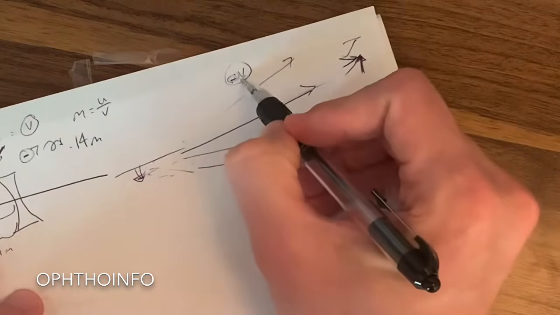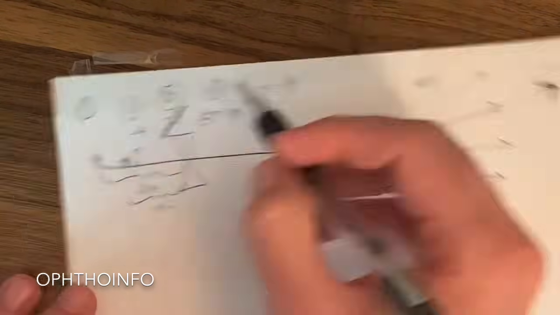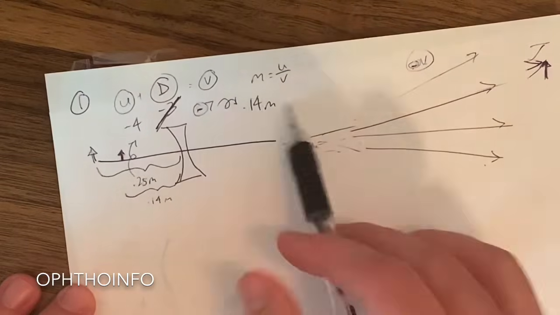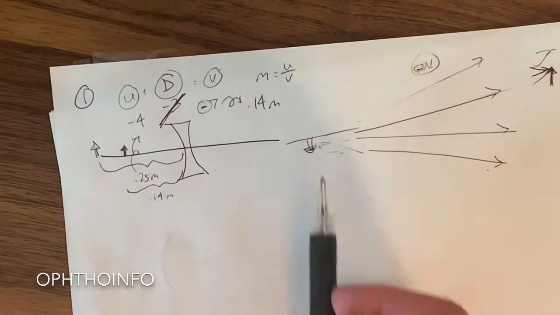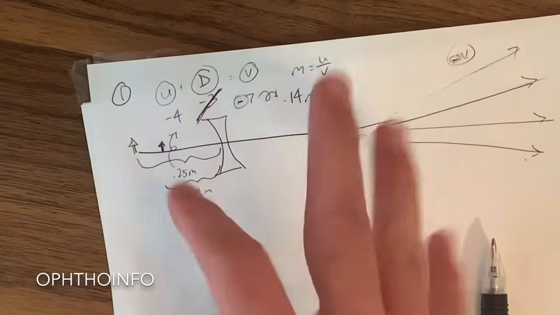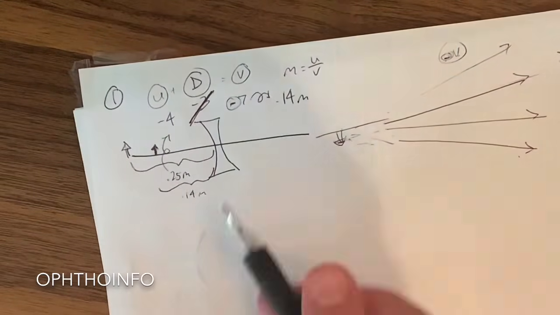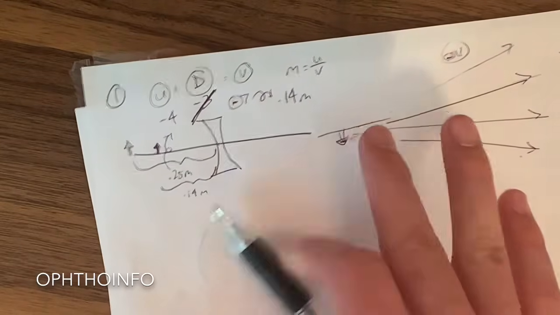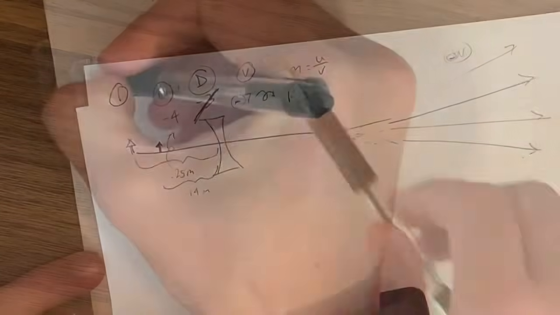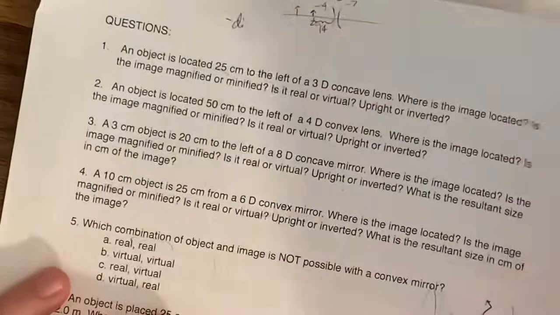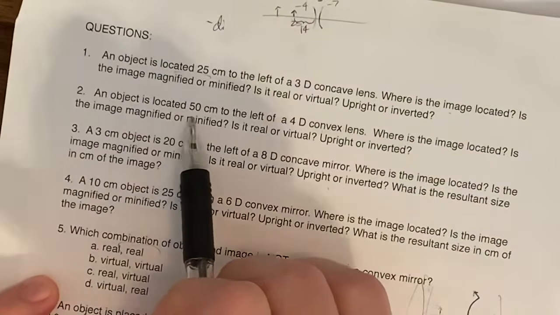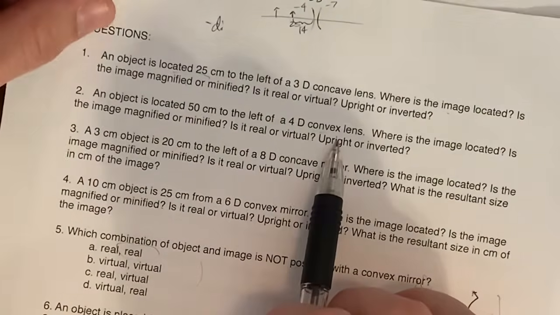So the sign tells you two things. It tells you if it's to the left or to the right, which is opposite for lenses and mirrors. And then it tells you if it's virtual or if it's real, which is the same regardless of anything. Okay, so on to number 2. What do we got for number 2? Same type thing, different distance, different power, different type of lens. We got to figure out all the same stuff.